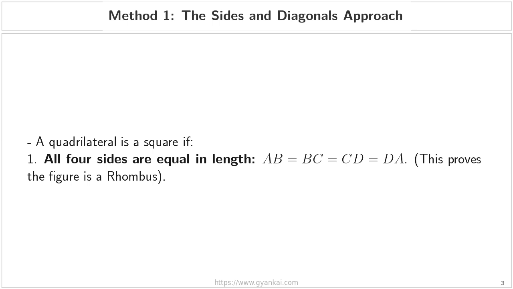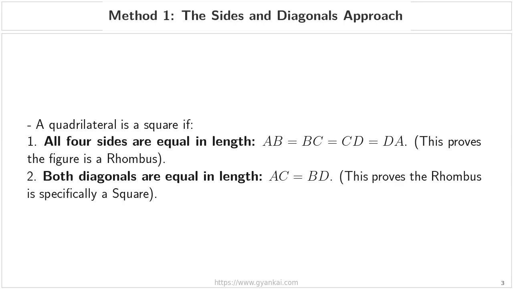Now, be careful here. If you only prove that all 4 sides are equal, you have only proven that the figure is a rhombus. It could still be a tilted diamond shape. To upgrade that proof from a rhombus to a square, we need a second step. We must also verify that both diagonals are equal in length, meaning the length of diagonal AC must equal the length of diagonal BD. When you have both equal sides and equal diagonals, you have successfully verified a square. We will see this exact logic applied in the step-by-step method in the next few slides.